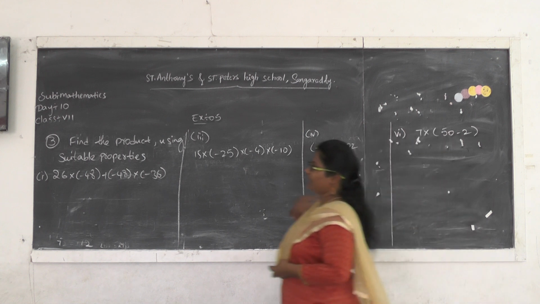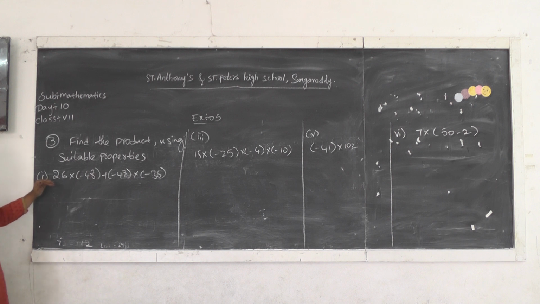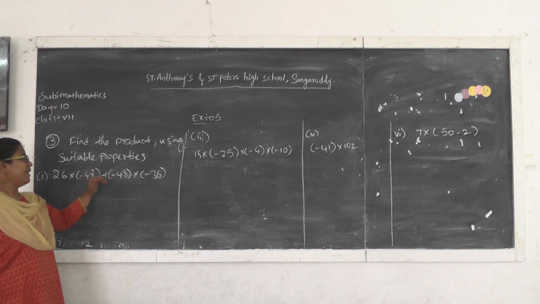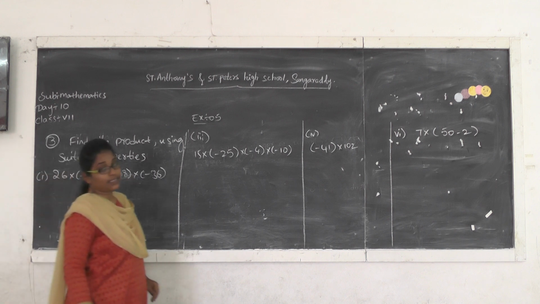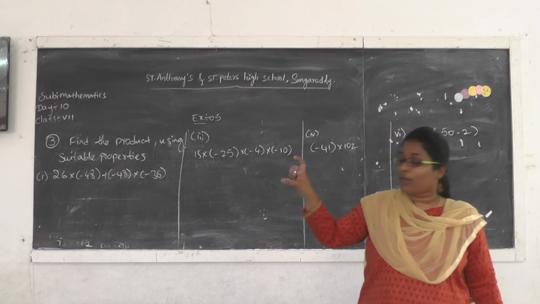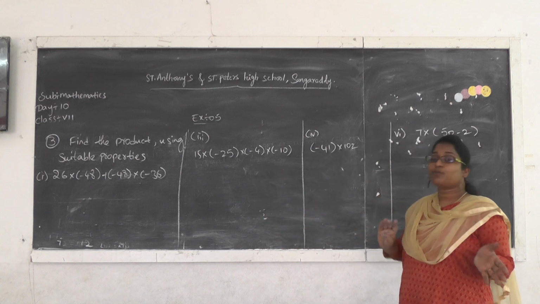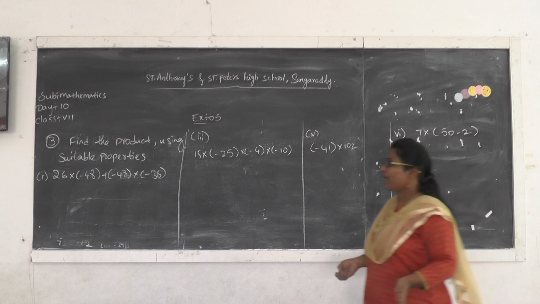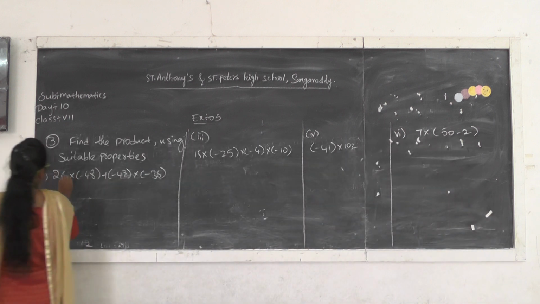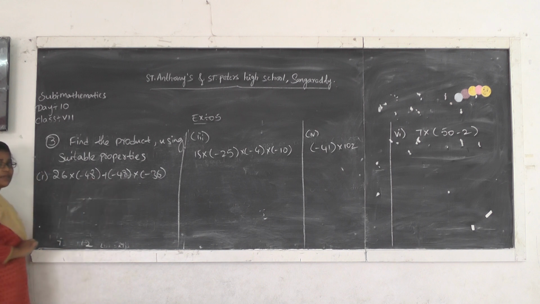Let us see now. First, find the products using suitable properties. Now, 26 into minus 48 plus of minus 48 into minus 36. First you have to observe the question, and under which property we can use it. Since the same term was repeating again and again, we can assume it as one numerical value, one integer.